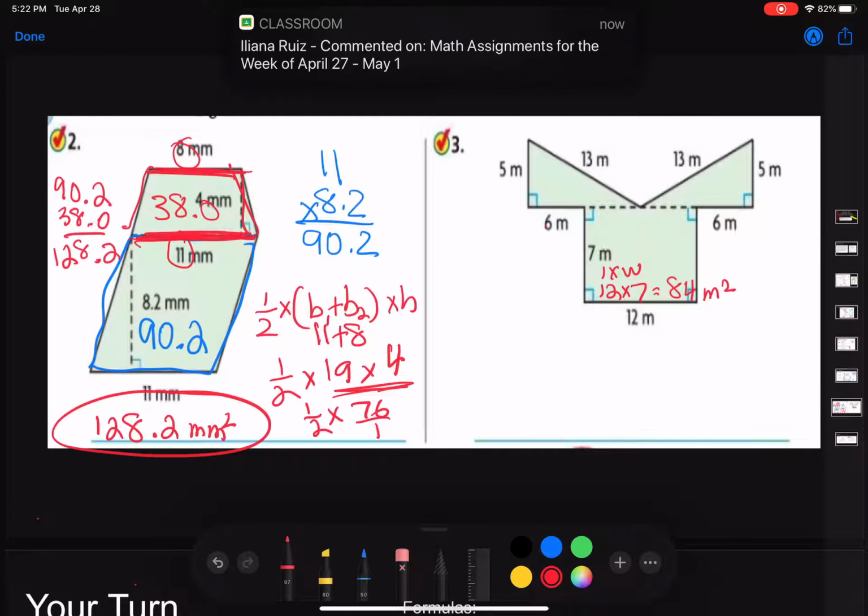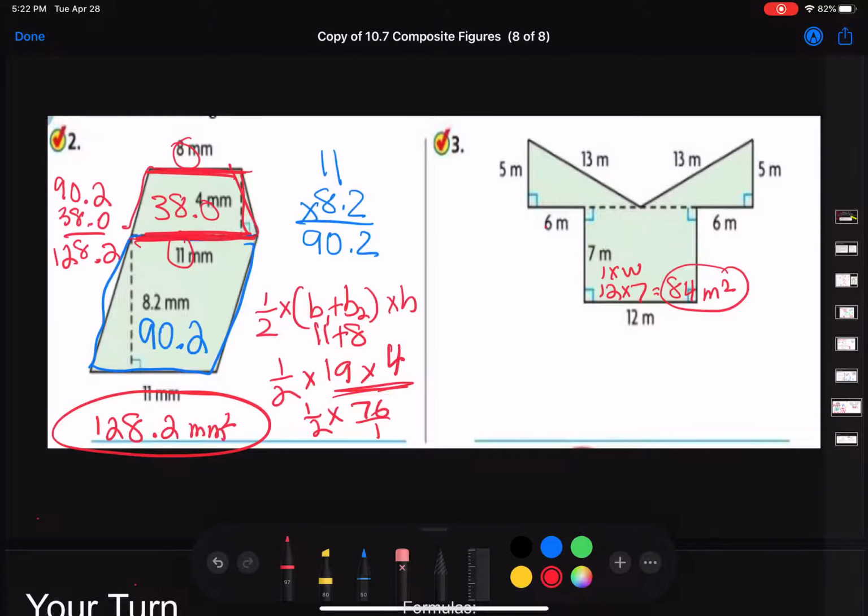Okay, so we got the rectangle. Now we need to figure out the triangles. Now we know the height of the triangle. The triangles, for the height, it's 5. And these two triangles are congruent. They're identical. So once I know one, then I know the other. But I don't know my base for my triangle. And 6 is not my base. It's part of my base, but it's not my entire base. My triangle ends right there. So I have this dotted line right here. What's the value of that?